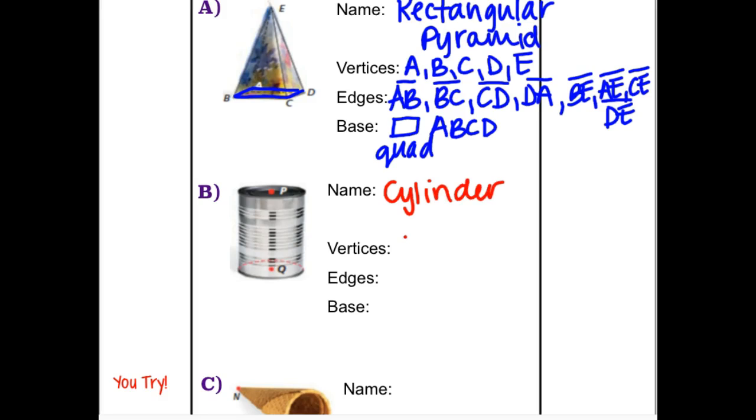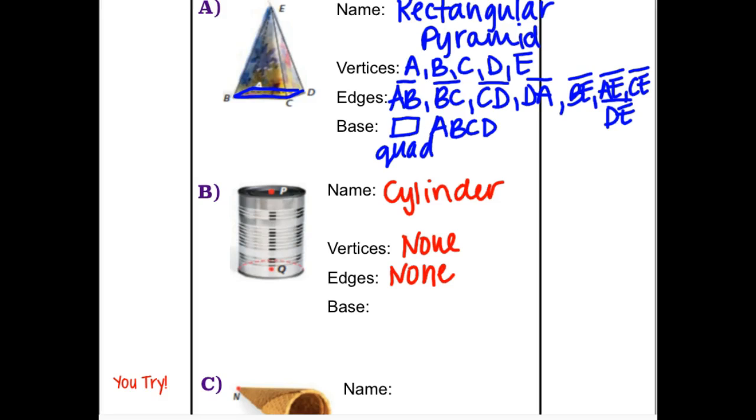Vertices, we have none, so we write none. We don't just leave it blank, because blank implies you don't know. None actually tells me you understand there are none. There are also no edges, because edges have to be straight.